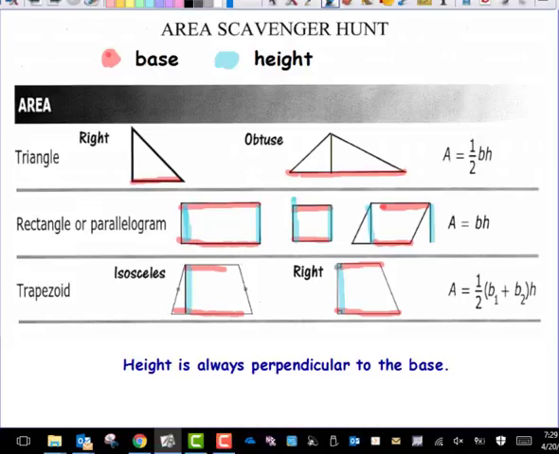And where's the height? Let's highlight that. It should be the vertical line from the top of the triangle to the base. And again, it should be a vertical line, and it should be perpendicular to the base. Makes a right angle. And there you have it.